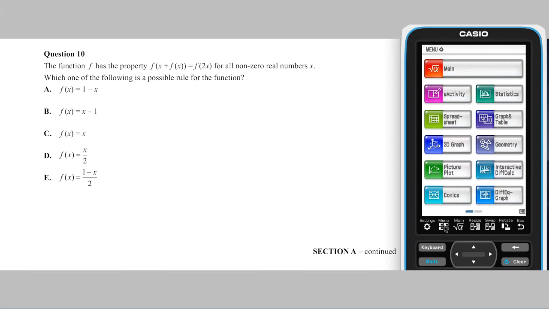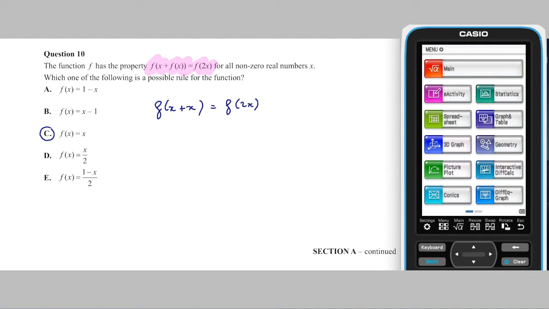Question 10. We are told that the function f has this property. Looking at the possible rules for f, C, f of x equals x, would quite quickly resolve itself to f of x plus x equals f of 2x, and hence our answer would be C.